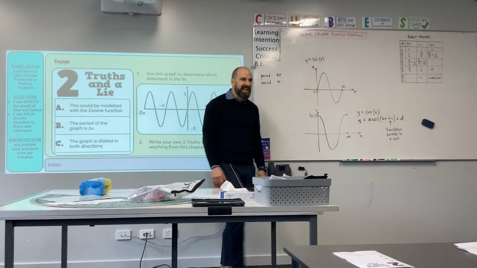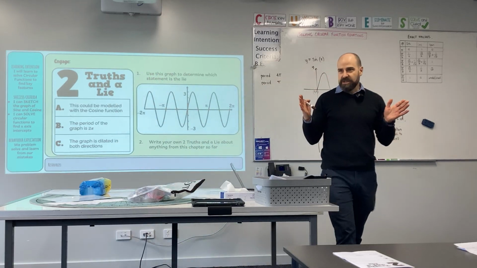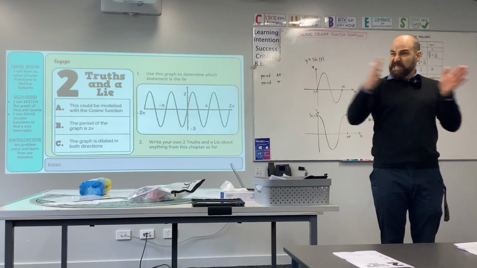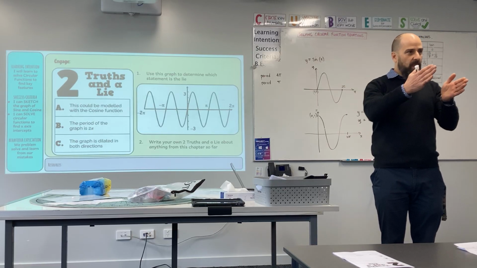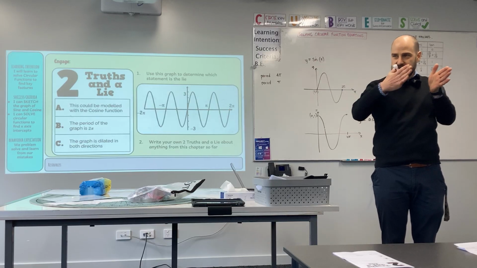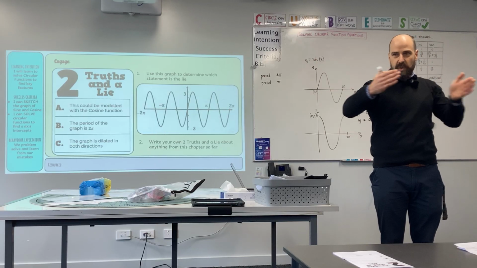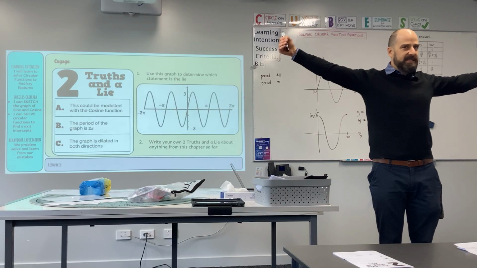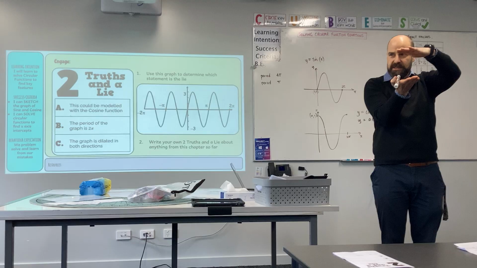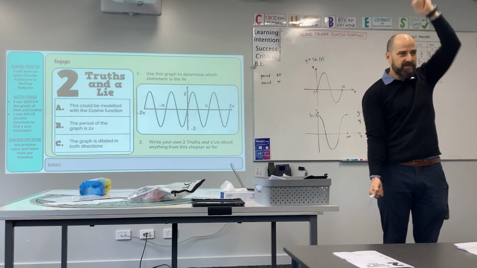The graph is dilated in both directions. What's the dilation do? Cramps it or squishes it that way, or that way. We can squish closer to the y-axis or stretch it further from the y-axis. We can squish it closer to the x-axis or stretch it further from the x-axis.